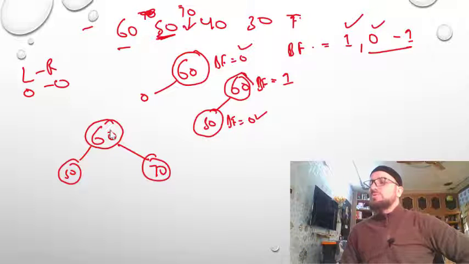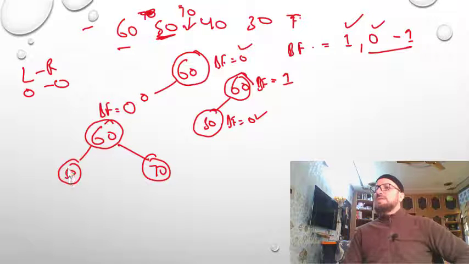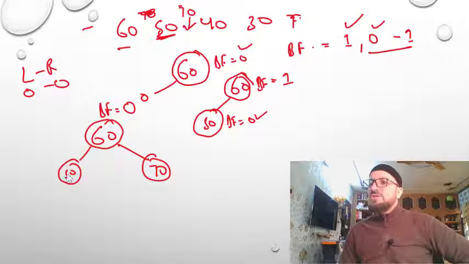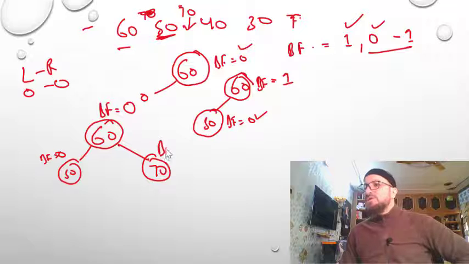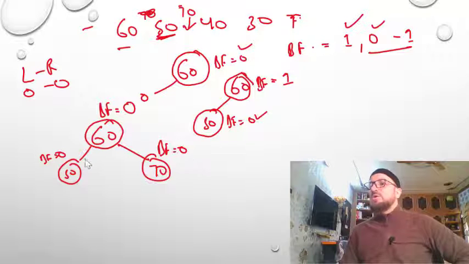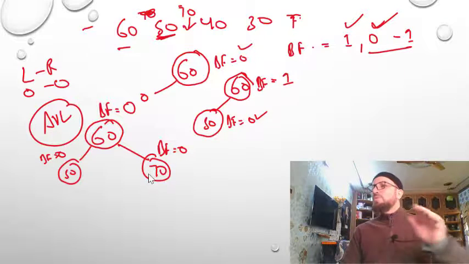70 is here. So what is the balance factor here? Of 60, the left subtree height is 1, the right subtree height is 1, 1 minus 1 is 0. So that is 0. What about 50? 0 minus 0, balance factor is 0. 70: left subtree is 0, right subtree is 0, balance factor is 0. So all are having 0 balance factor, so it is an AVL tree. No problem right now.